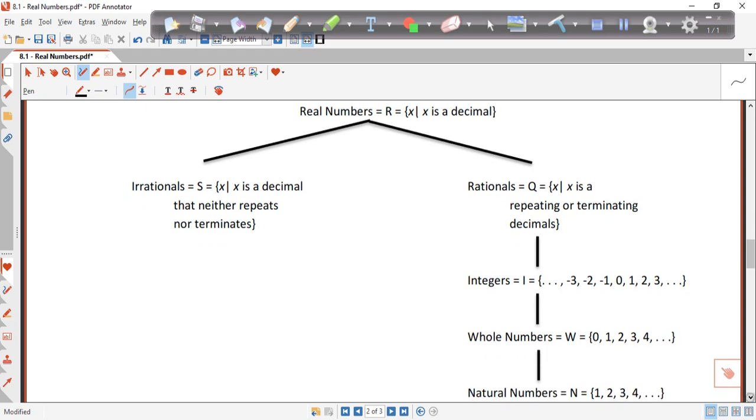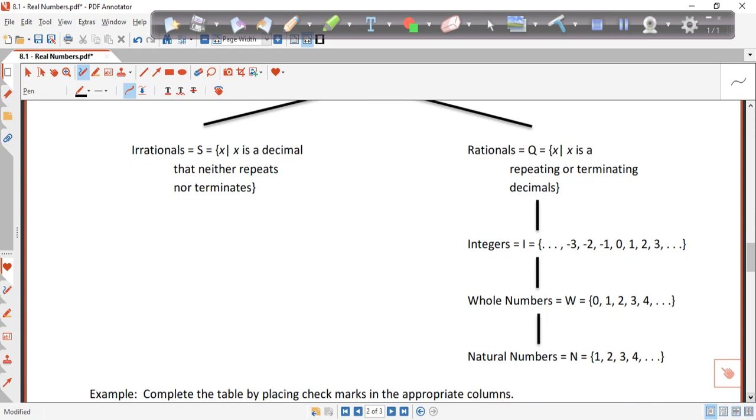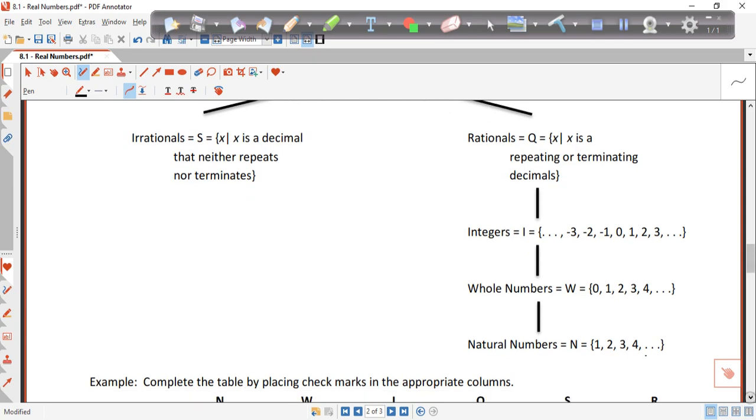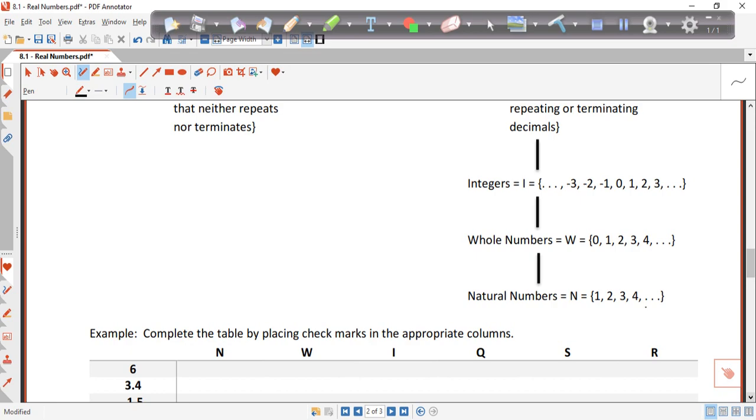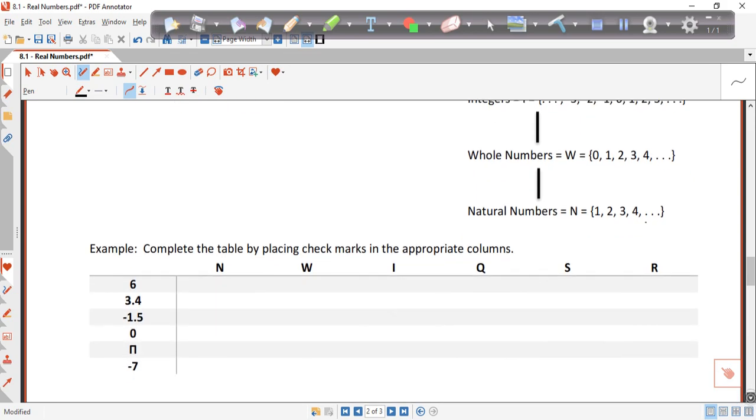Then we became more specific. Integers were the positive and negative whole numbers with 0. Whole numbers were 0 and the counting numbers, and the natural numbers were the counting numbers. So you will have a chart that looks like this on your next test.